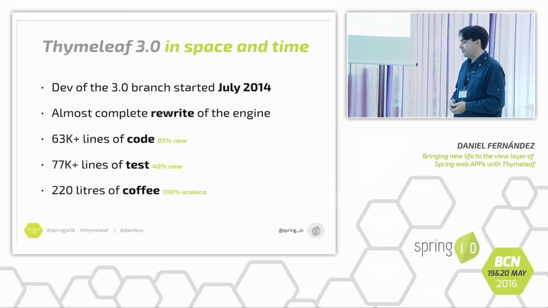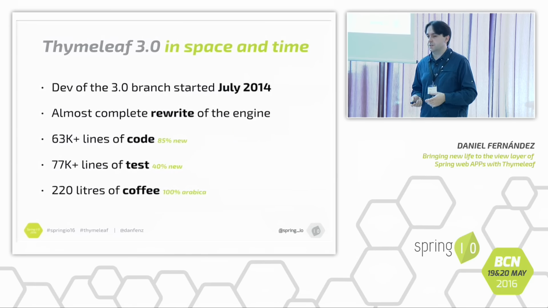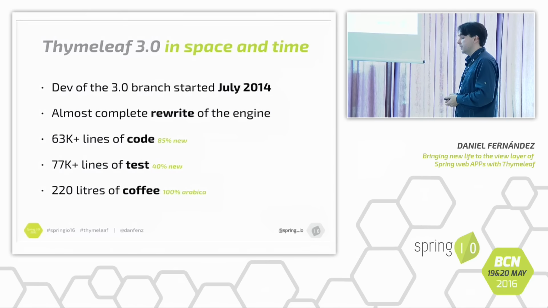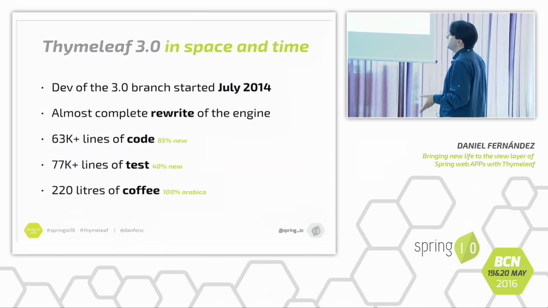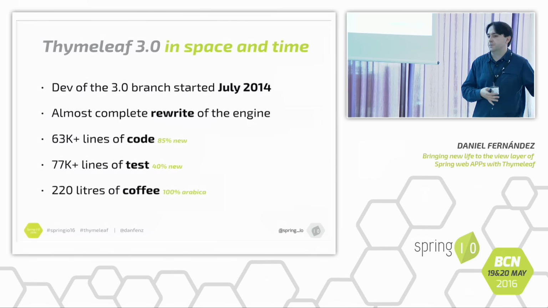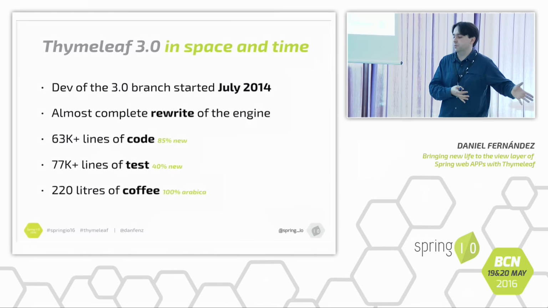Okay, it is a complete rewrite of the engine, in the sense that about 85% of the lines of code, of the about 60,000 lines of code in the core, are new for this version. It's almost completely rewritten. And about 40% of the lines of tests are also new. Of course, we are reusing lots of tests from previous versions because everything should still be working. But we have so many new features, so many new functionalities that we need a lot of tests.